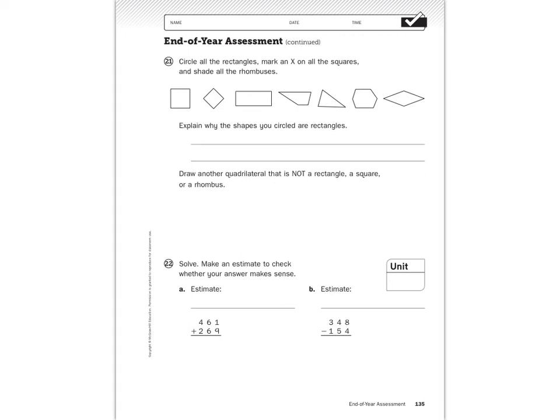It tells you that you need to circle all the rectangles, mark an X on all the squares, and shade all of the rhombuses. Next, you're going to explain why the shapes you circled are rectangles. So what makes those shapes rectangles? Finally, draw another quadrilateral that is not a rectangle, square, or a rhombus.